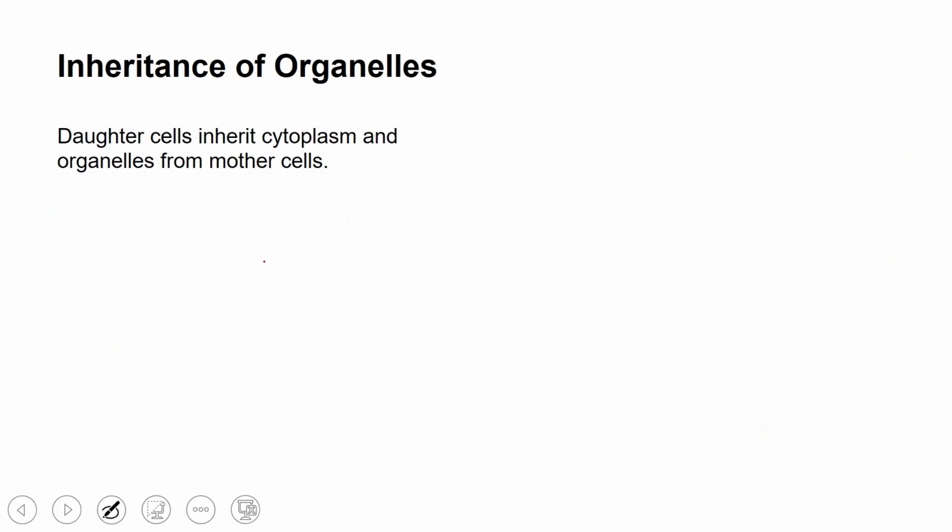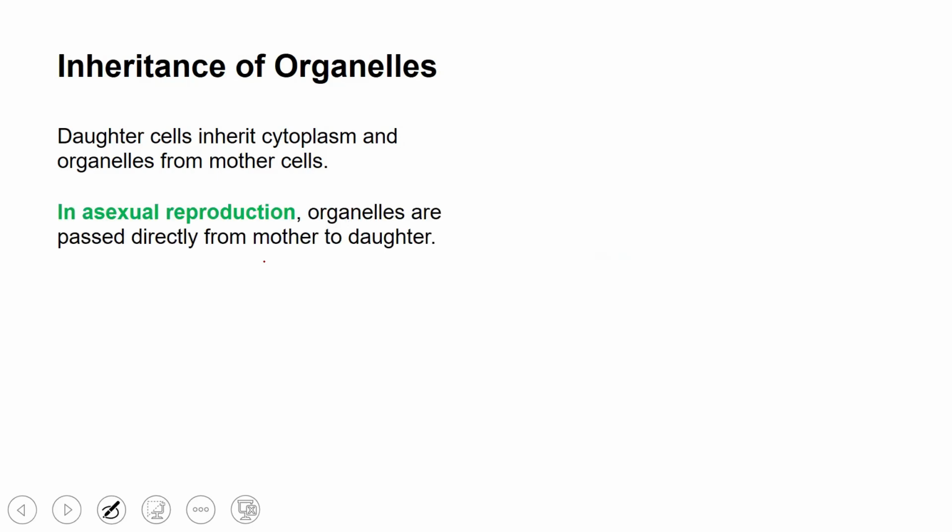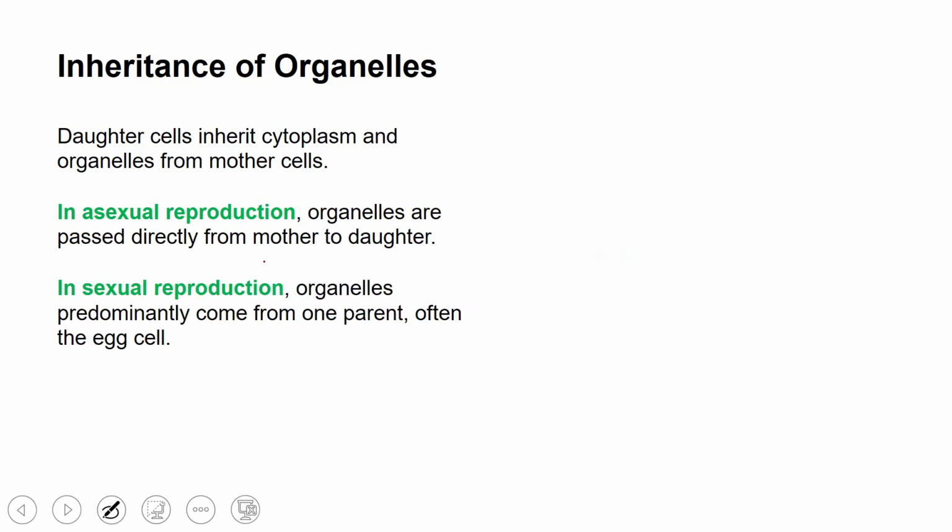So what about the inheritance of organelles? Daughter cells inherit cytoplasm and organelles from mother cells. So that is how it happens. The daughter cells inherit their organelles and cytoplasm from their parent. In asexual reproduction, organelles are passed directly from mother to daughter. But in sexual reproduction, organelles predominantly come from one parent, often the egg cell. So that is what happens in sexual reproduction.